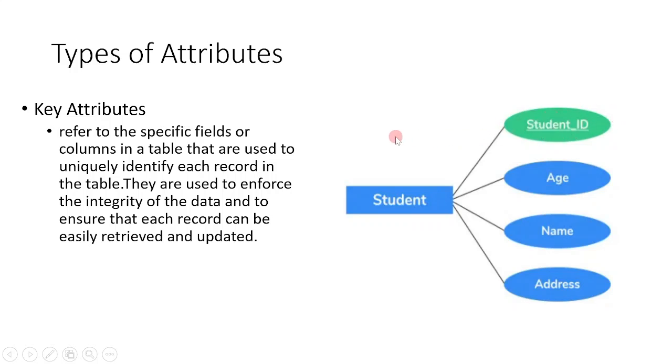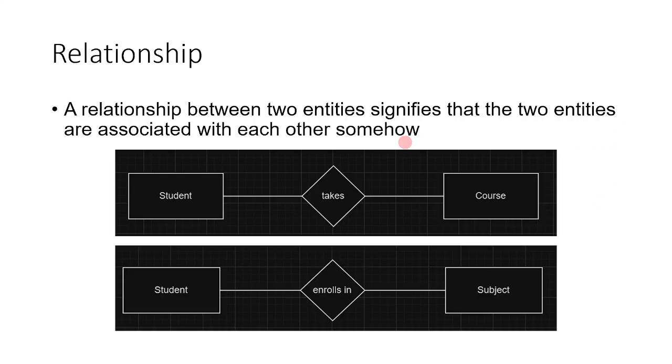Okay, so there's still a lot. Okay, we have the complex and so on. Okay, but I just presented you here the most commonly used types of attributes. Okay, so next we have the relationships. Okay, so a relationship between two entities signifies that the two entities are associated with each other somehow. Okay, so meaning there exists a connection between the two entities.